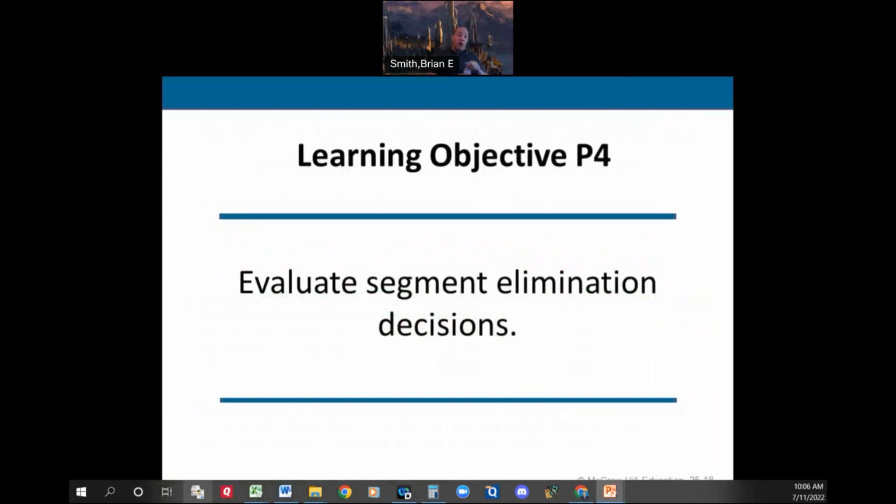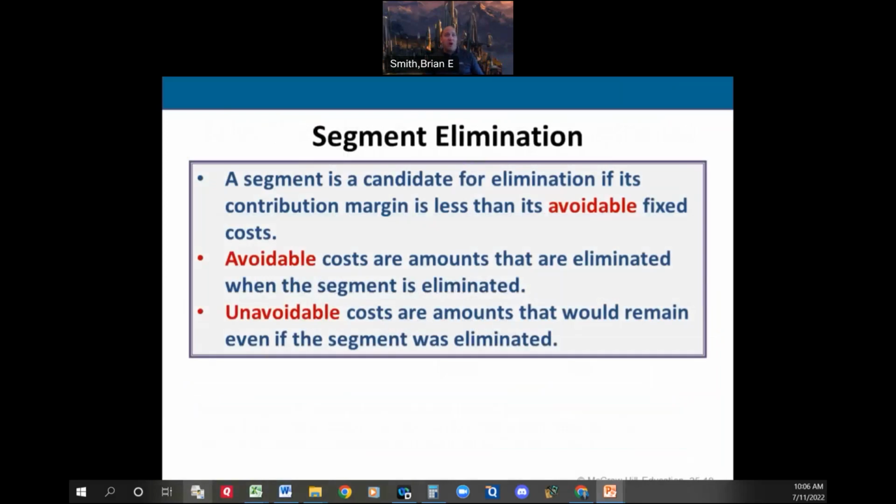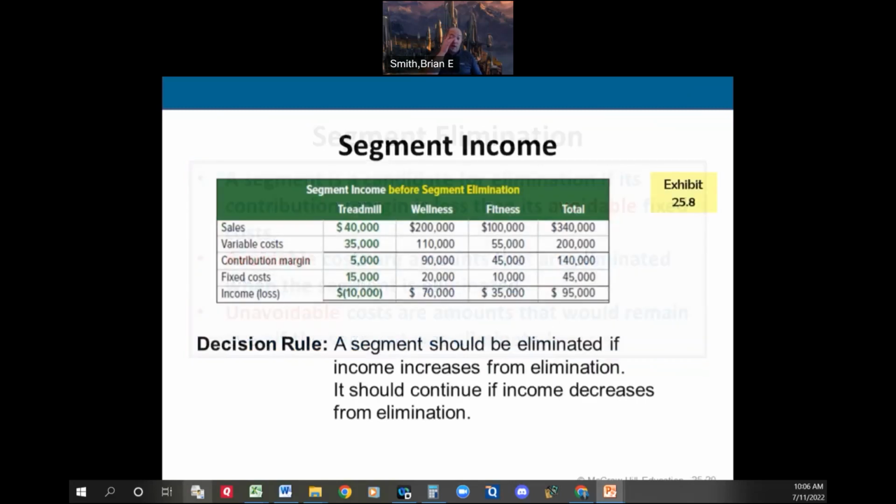All right, segment elimination decisions. We touched on this a little bit in chapter 24. Let's go and dive on into it. Avoidable costs are what we're looking at in this situation. We're only going to be looking at the avoidable fixed costs. A segment is a candidate for elimination if its contribution margin is less than its avoidable fixed costs. Let's get into that and look at this.